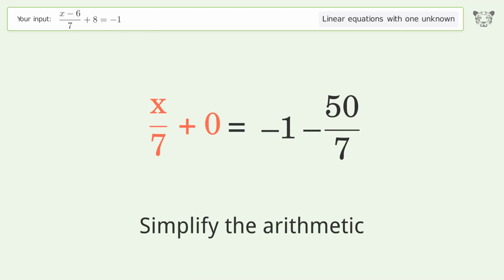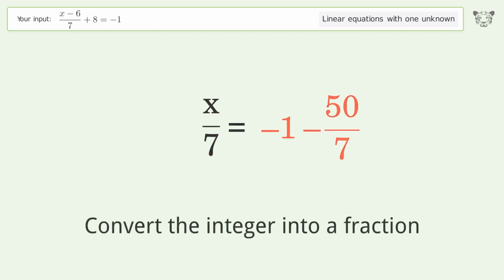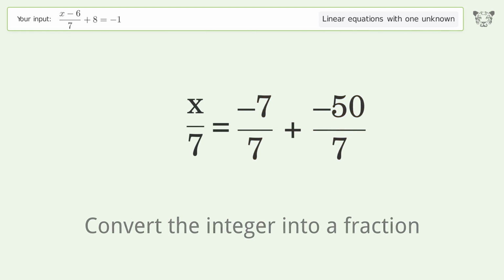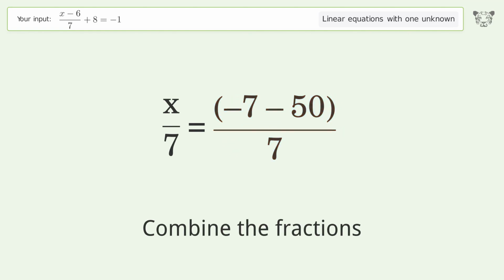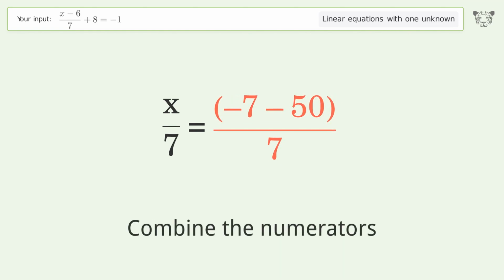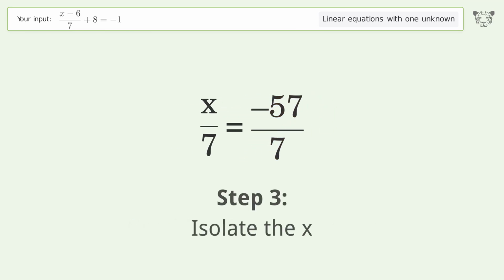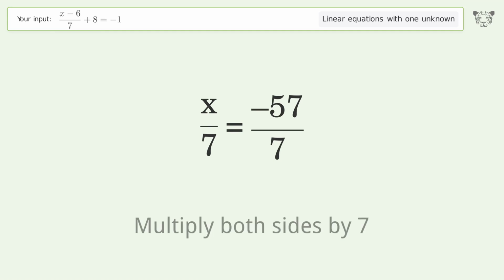Simplify the arithmetic. Convert the integer into a fraction. Combine the fractions. Combine the numerators. Isolate the x. Multiply both sides by 7.